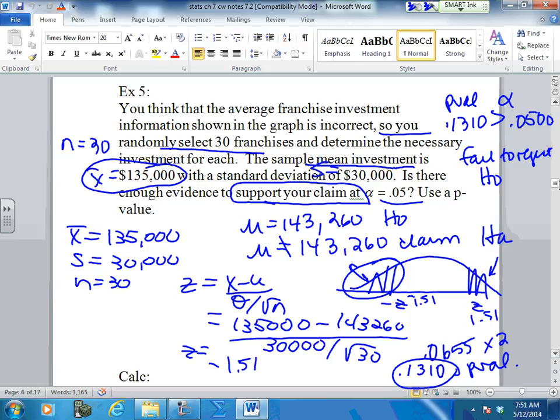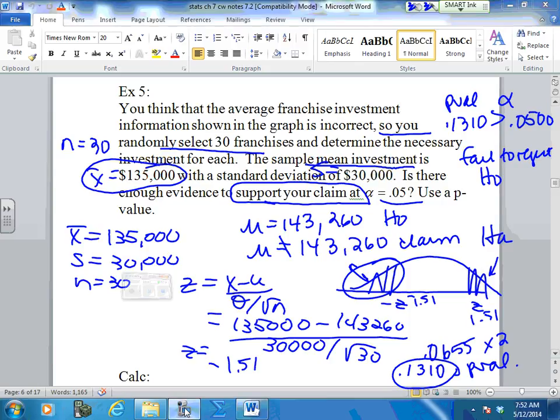So now, when you follow your chart, you go down, HA is your claim, you fail to reject your null, and you have to use those words. There is not enough evidence to support the claim that the mean is different from 143,260. That's your claim. The mean is different. It's not equal to that. So, in other words, in your head, you're saying, if I keep this, this can't be true. If I don't keep this, then this is true. That's how you try to logic it out. But then go to the chart and use the words from your chart. Good? All right.